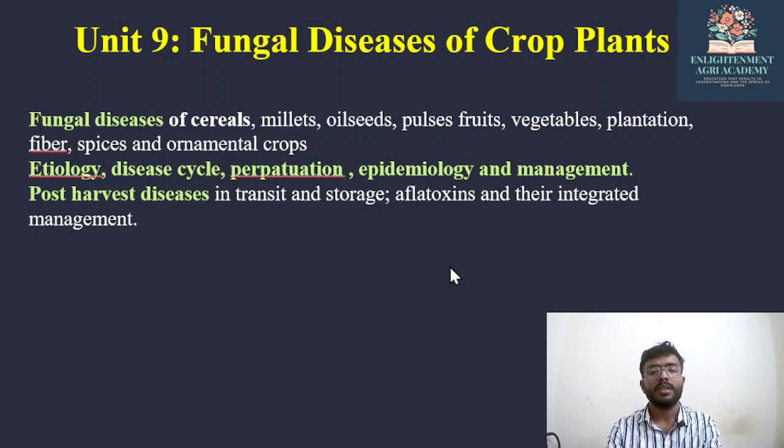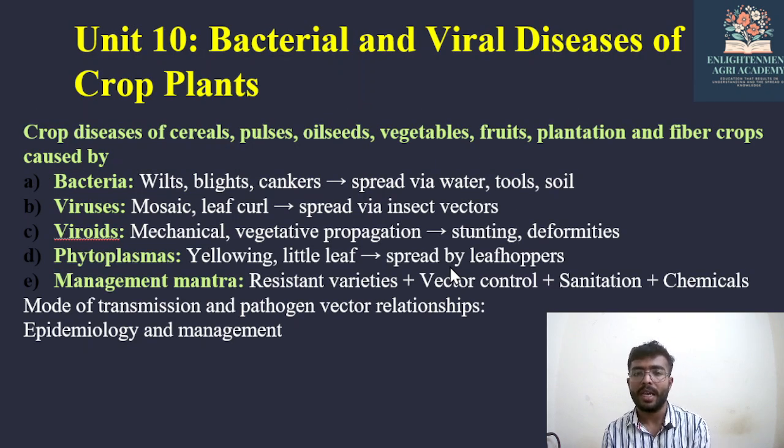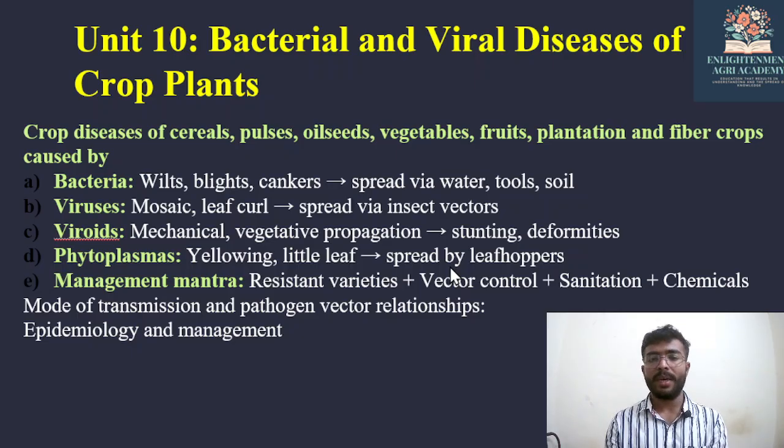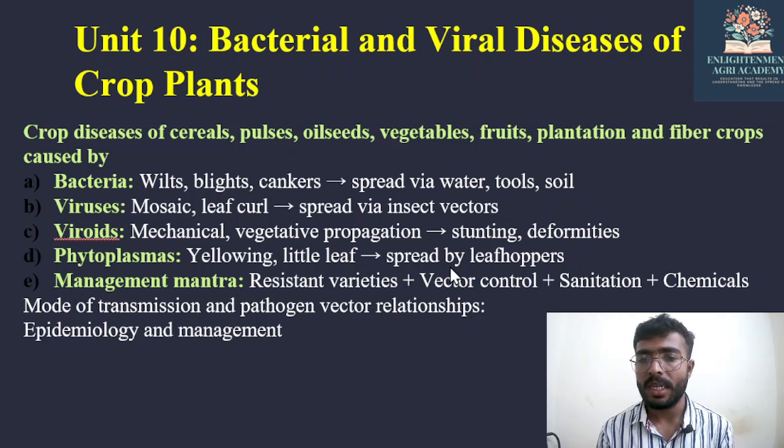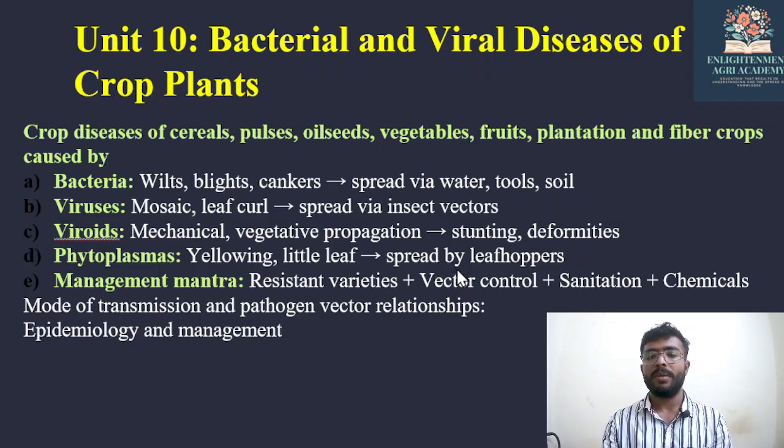So we will discuss Unit 10, that is the bacterial and viral diseases of crop plants. The crop diseases of the cereals, pulses, oilseeds, vegetables, fruits, plantation and fiber crops. Now, the bacteria: we will discuss wilt, blight, canker, and they are spread via water, tools and soil. Viruses: mosaic and leaf curl are spread by insect vectors. The viroids spread mechanically and by vegetative propagation, with symptoms like stunting and deformation. Then phytoplasma: yellows, little leaf, spread by the leafhopper.